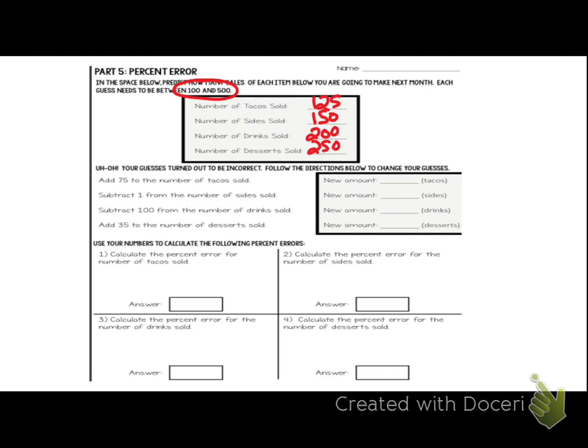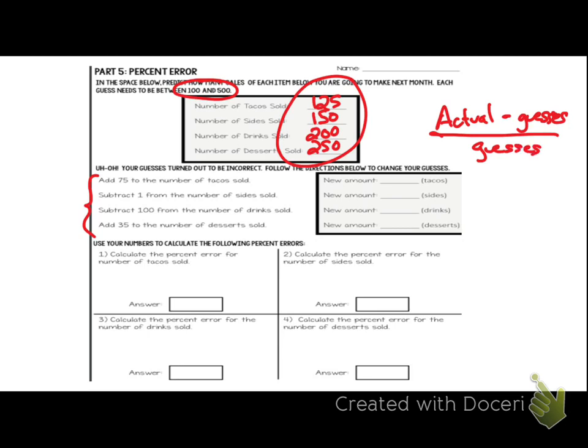Okay. Now, underneath here it says, your guesses turned out to be incorrect. Follow the directions to change your guesses. So when we're doing this, the formula is going to look like this. We're going to put our actual, right, which is going to come right from here, minus our guesses, which comes right from here, these ones, all right, and then we divide by our guesses as well. Okay. So let's take a look.